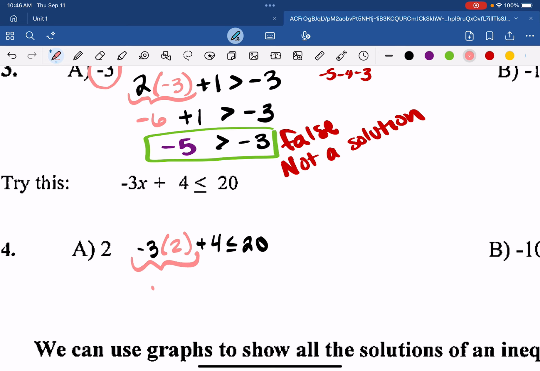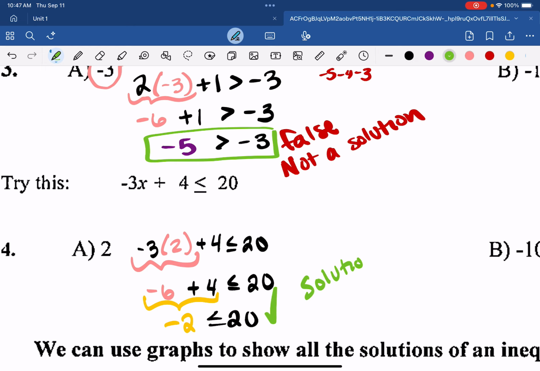So I have -3 times 2 gives me a -6, plus 4 is less than or equal to 20. Now I'm going to do -6 plus 4 and get a -2 is less than or equal to 20. Well, let's see if that's true. Is -2 less than or equal to 20? Yes, this is true, so this is a solution.